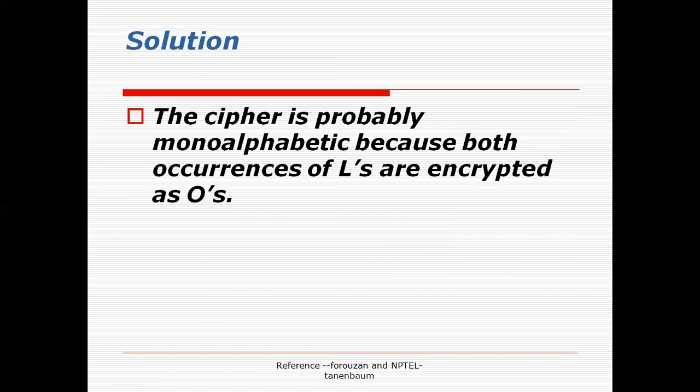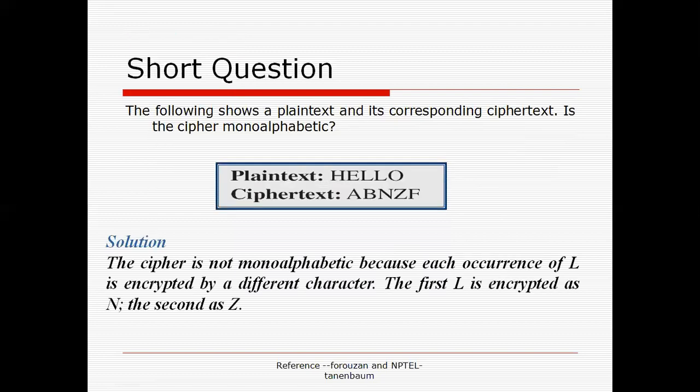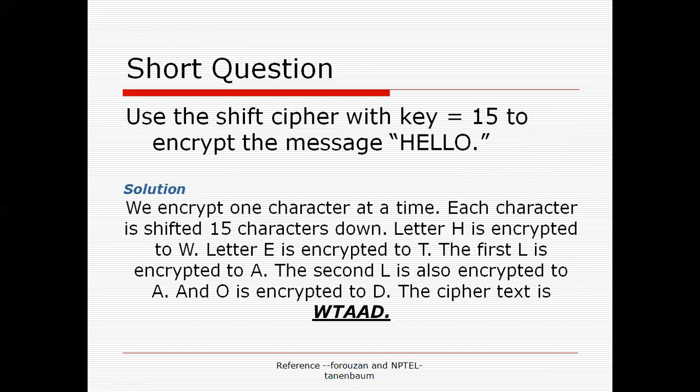Now take another example. Here we again have a plain text message and corresponding ciphertext. Here the first occurrence of L is replaced by N and the second occurrence is replaced by Z. It means this is a polyalphabetic substitution technique.